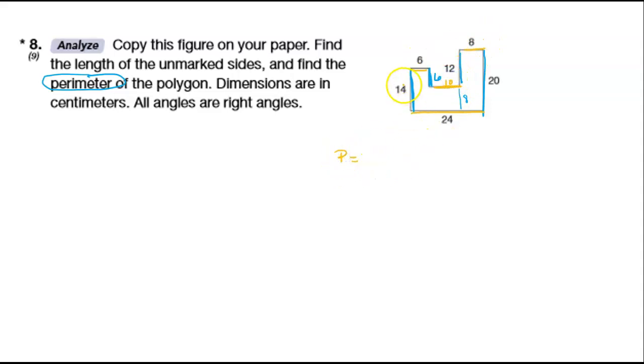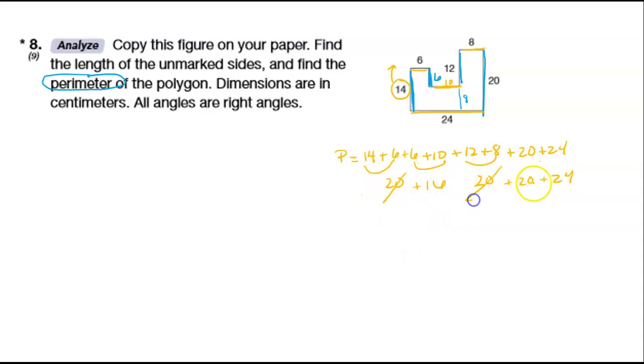So my perimeter is going to be, if I start here and go that direction, 14 plus 6 plus 6 plus 10 plus 12 plus 8 plus 20 plus 24. So that's 20 plus 20 plus 24, and that's 16. Then I have 20, 40, 60, 20, 40, 60, and then 16 is going to give me 40, which is 100.